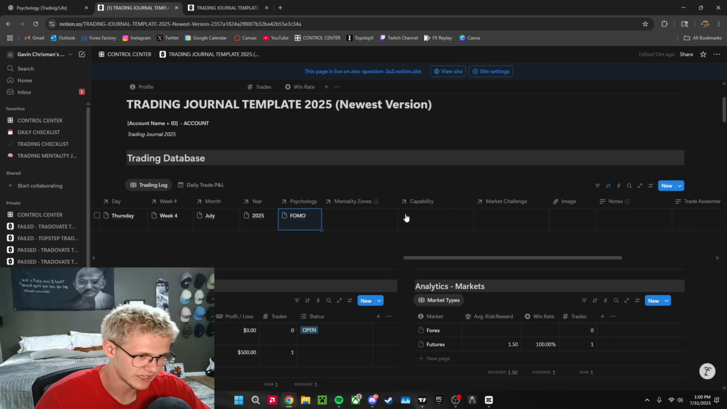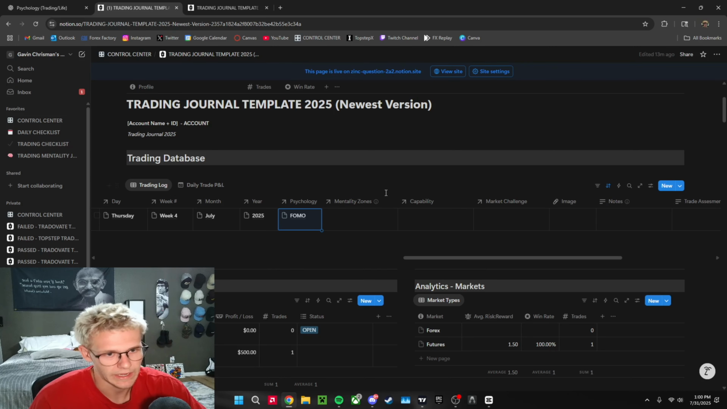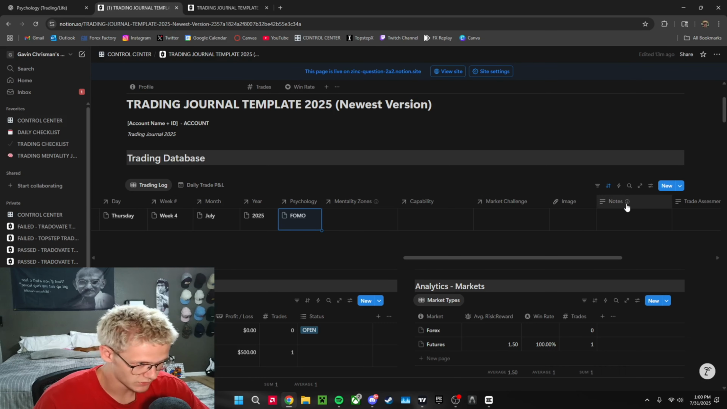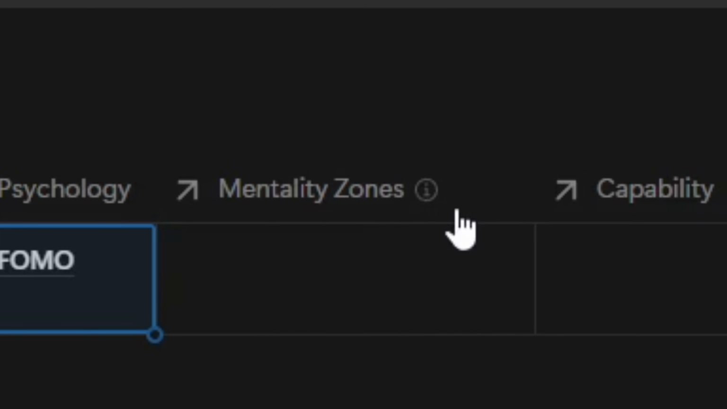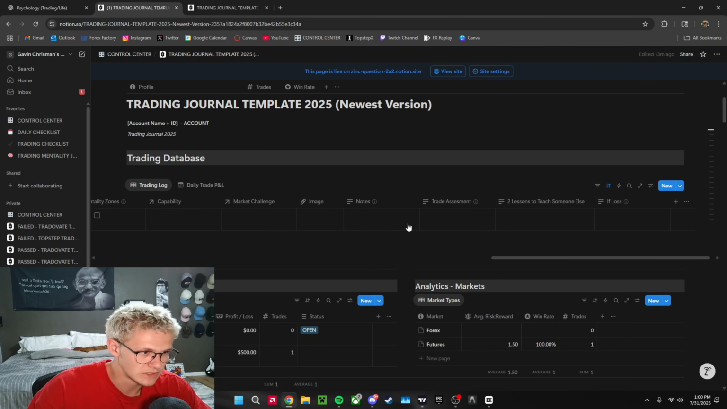But we're going to move on to this next one here, which is the mentality zones. This is where it gets really important. And I want to stress this to you guys, because this is how you're really going to improve your trading: going back and analyzing these different boxes, because these are the most important. You'll notice some of these boxes have a little I next to them because they have extra information that you need to be able to fill out these boxes.